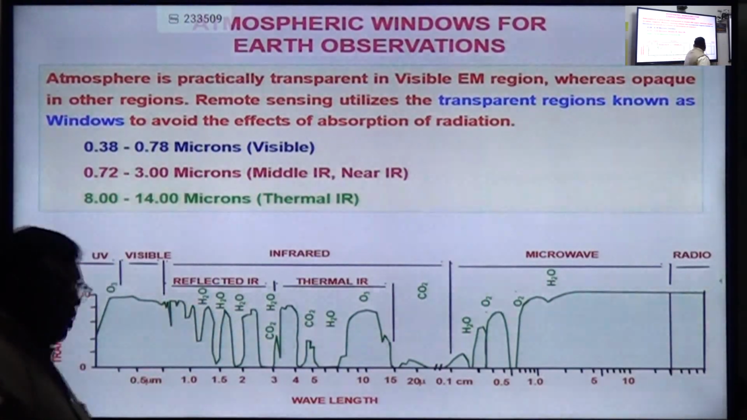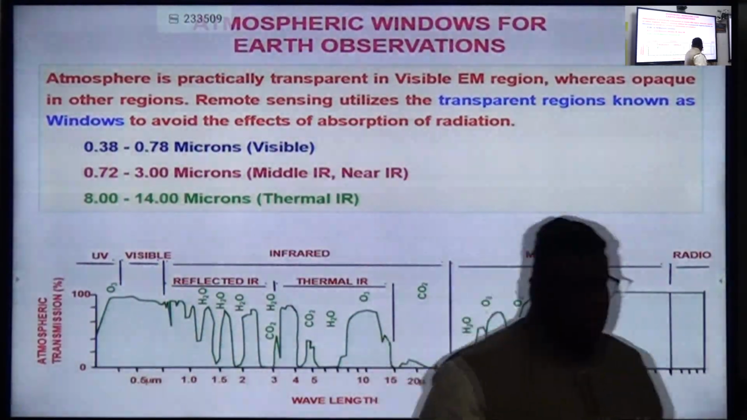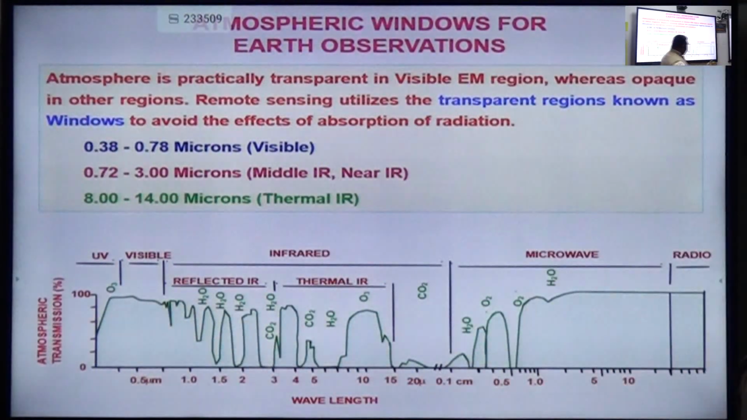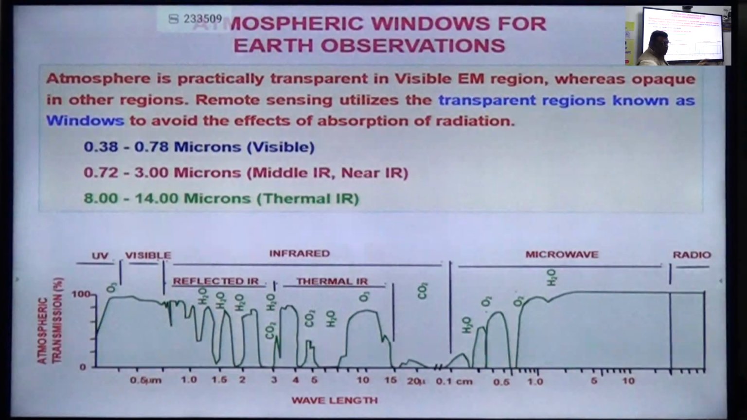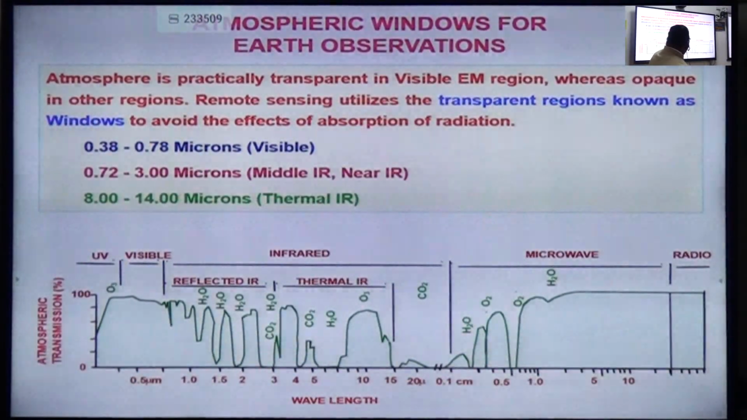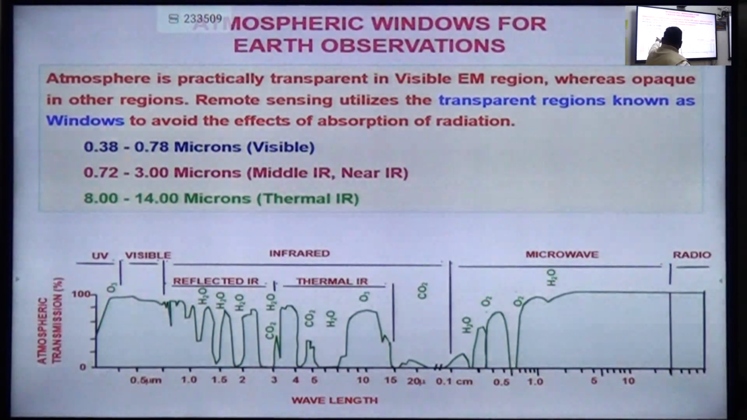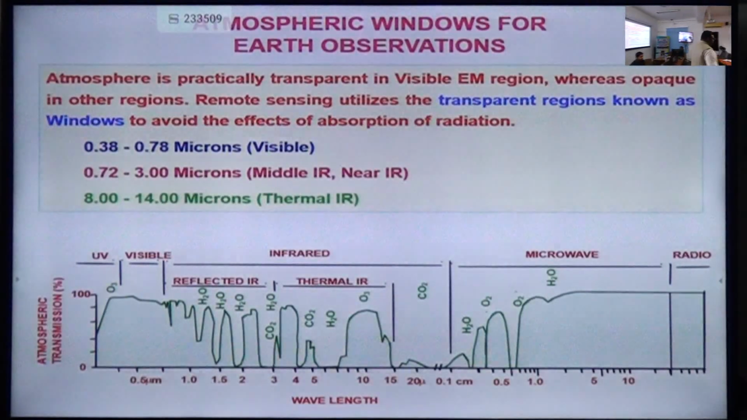Microwave, this is the reflectance. But here, the entire portion, carbon dioxide. Here also you can see oxygen. Oxygen is going to absorb. Okay, so what are the windows? 0.38 to 0.78 microns. There you can get information. Then 0.72 to 3 microns, the middle and near infrared, and then thermal infrared 8 to 14. Here you can extract the information.